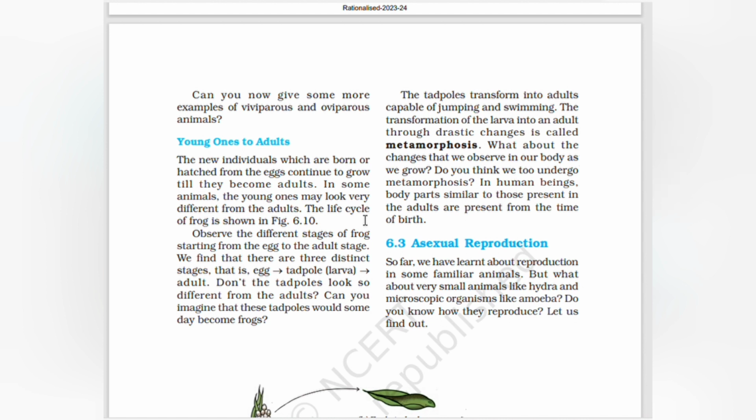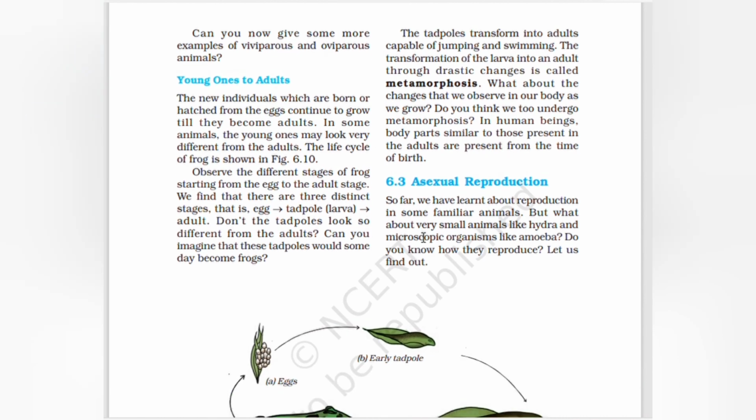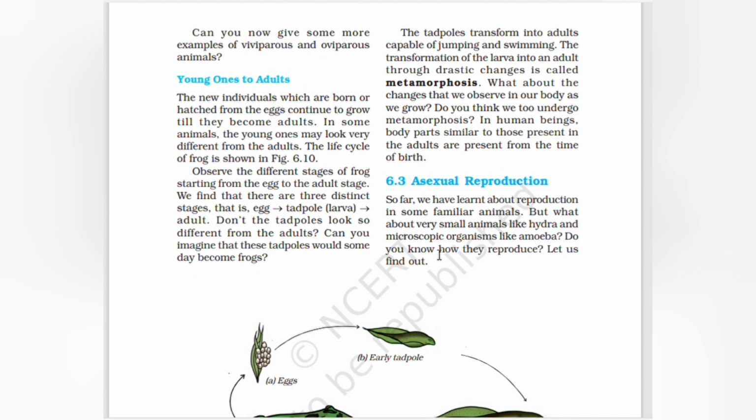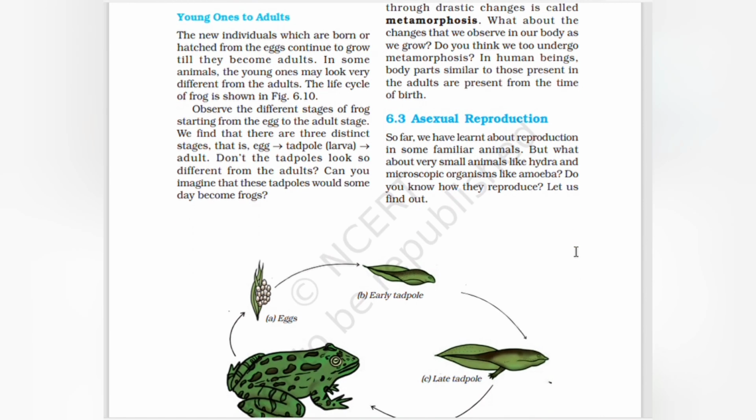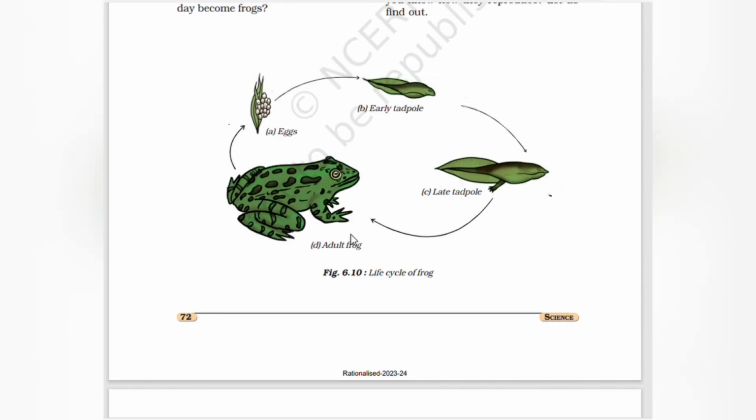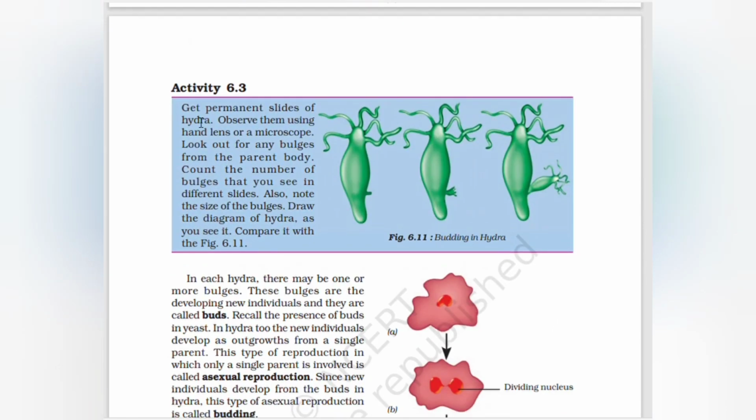Human beings' body parts similar to those in adults are present from the time of birth. Asexual reproduction. So far, we have learned about reproduction in some familiar animals. But what about very small animals like hydra, a microscopic organism like amoeba? Do you know how they reproduce? Let us find out. See here: eggs, tadpole, late tadpole, adult frog.